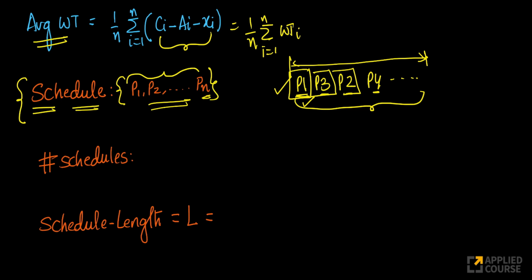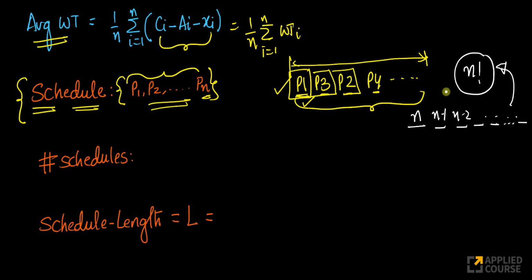Imagine I have n processes. How many such schedules are possible? N factorial schedules are possible. This is a very simple combinatorics problem. We have discussed such problems in discrete mathematics. Look at this: I have n places. In the first place, I can pick any one of these n processes. In the second place, I can pick any one of the remaining n minus 1 processes. In the third place, any one of the n minus 2 processes, and so on. So the total number of schedules is equal to n factorial.